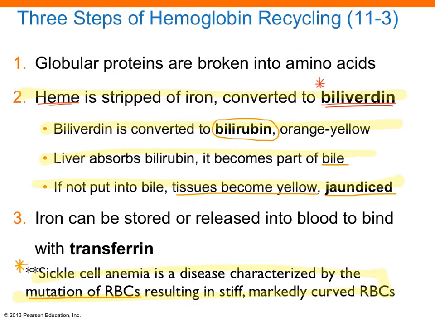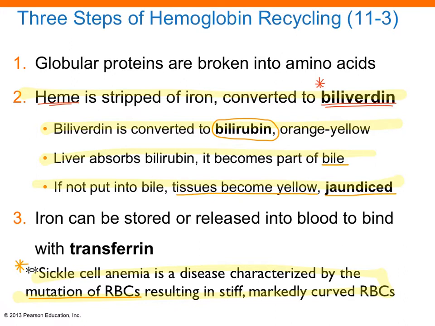There are 3 steps to hemoglobin recycling. First, the globular proteins are broken down to amino acids. Heme is stripped of its iron and converted to biliverdin. Biliverdin is converted to bilirubin, an orange-yellow substance. The liver absorbs the bilirubin, and it becomes part of bile. If not put into bile, the tissue becomes yellow or jaundiced.